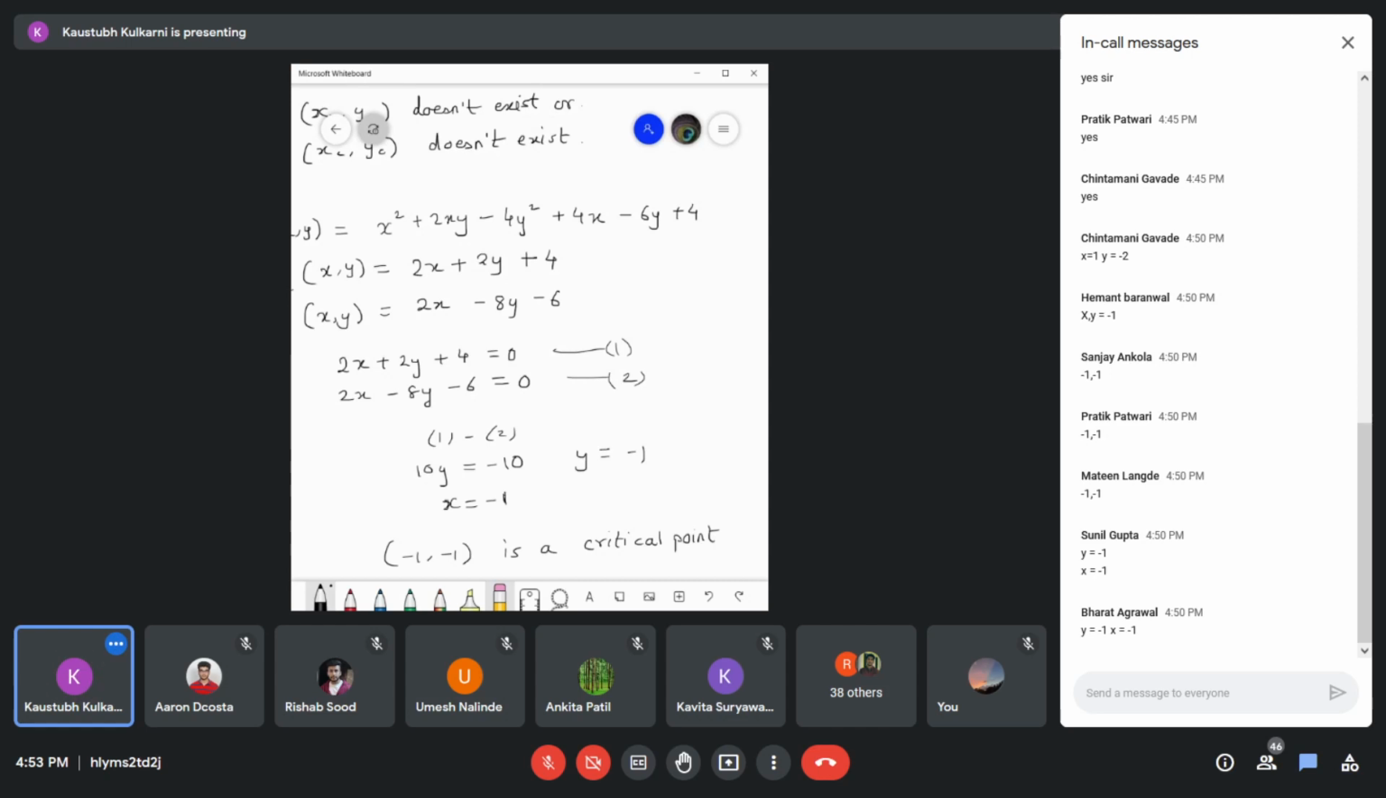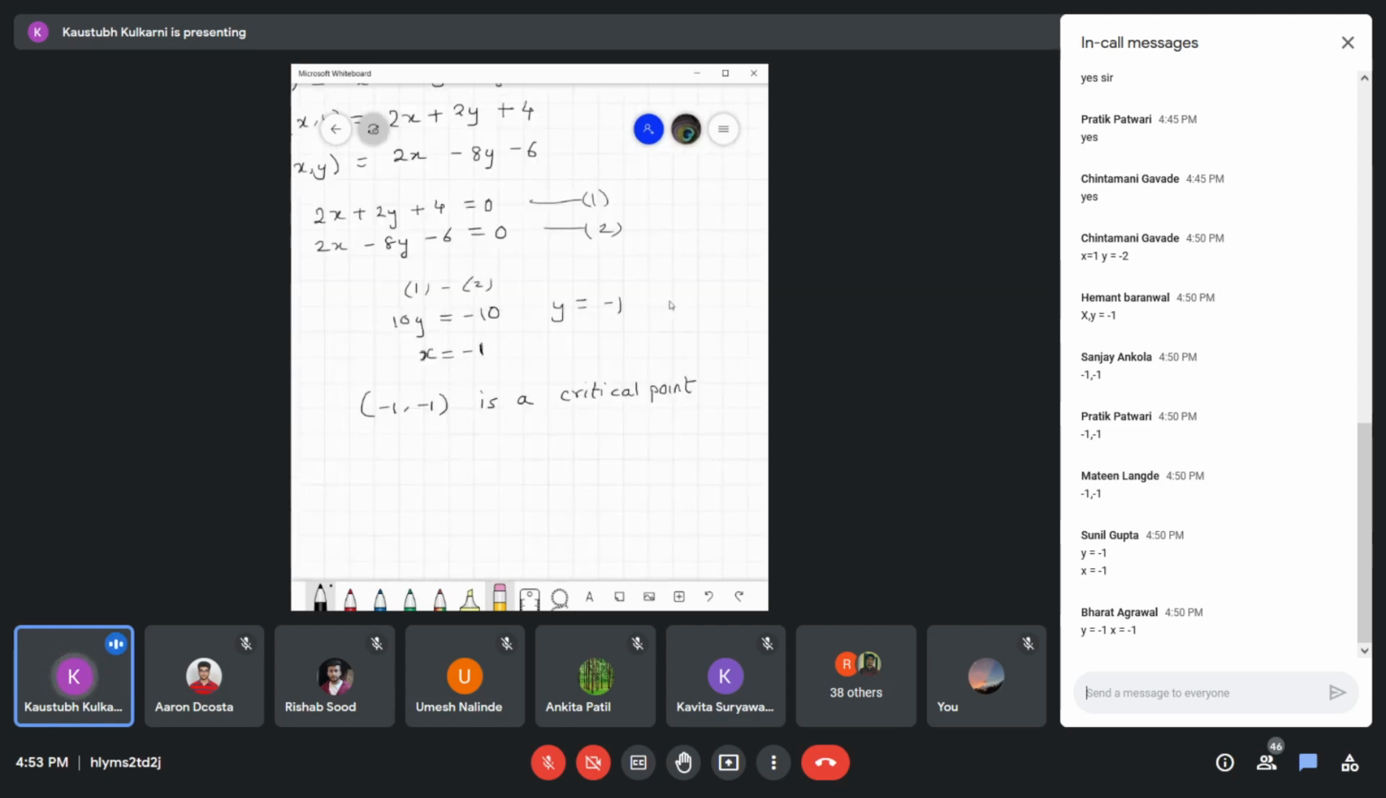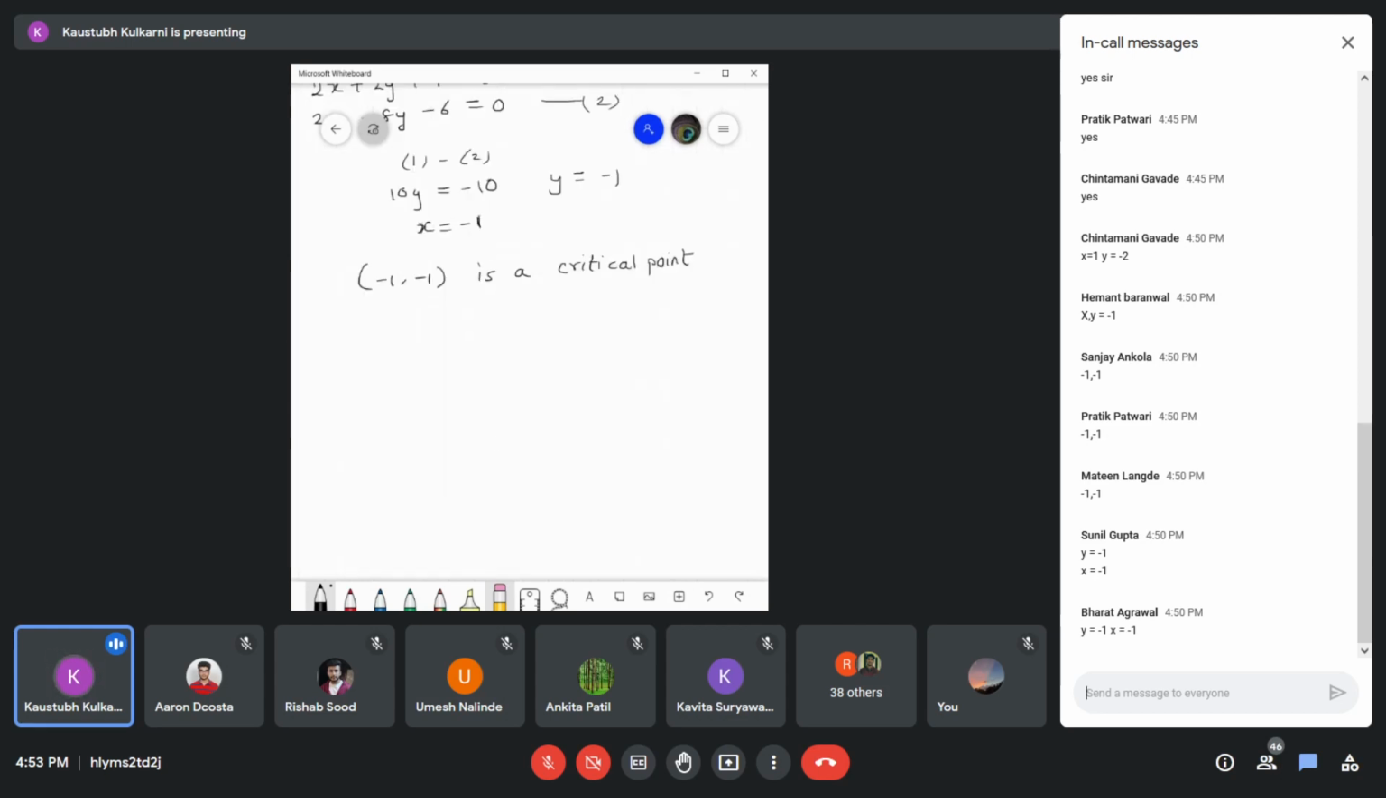Here we can complete a square in a way. No, it won't be possible in this case. Let me give another example, in which case we can find out whether it is a maximum or minimum. We'll also go to the second derivative test, but before that, there is an interesting thing that happens here. So let's say our function is x square plus 6xy plus y square.